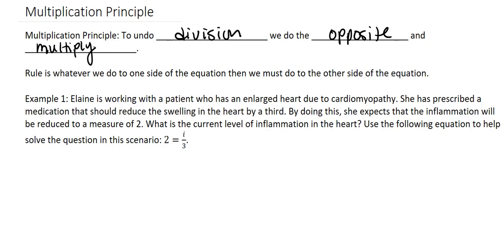She has prescribed a medication that should reduce the swelling in the heart by 1/3. By doing this, she expects the inflammation will be reduced to a measure of 2. What is the current level of inflammation in the heart? So we're going to use the following equation to help us solve for the question in this scenario.